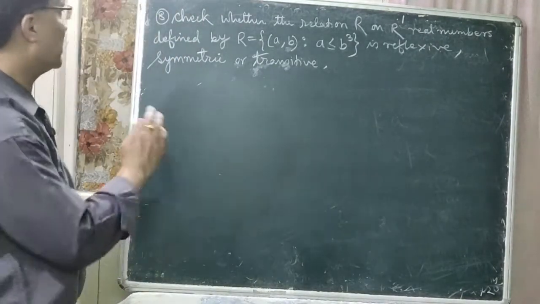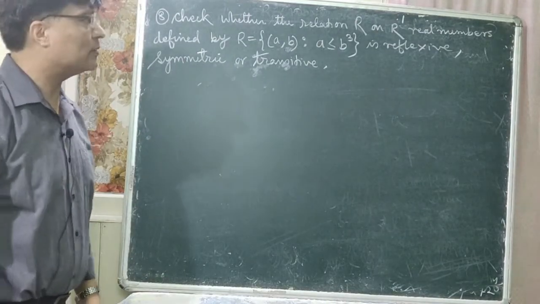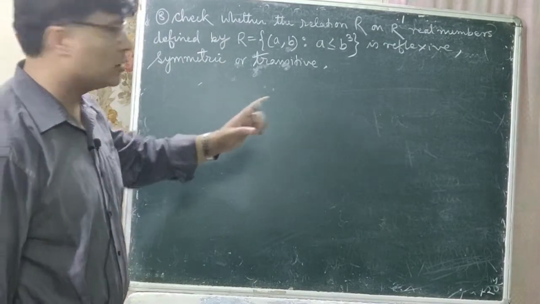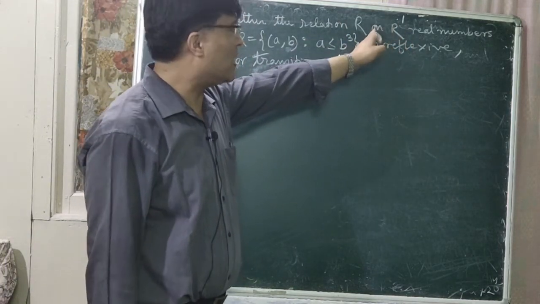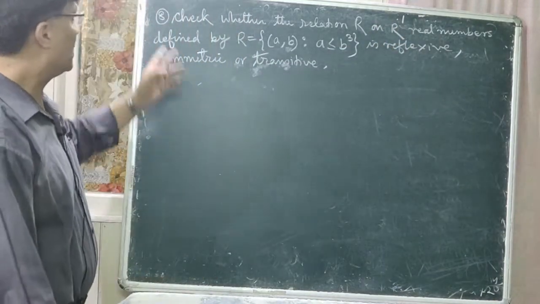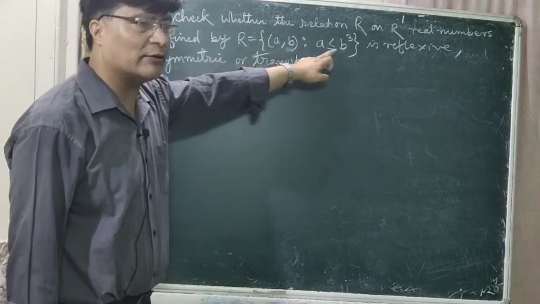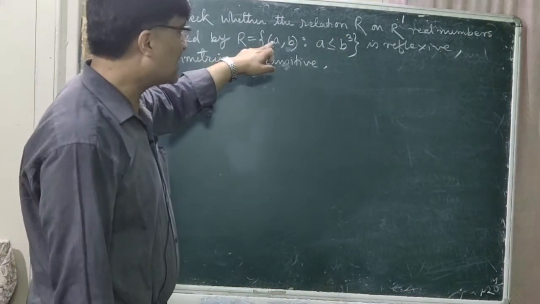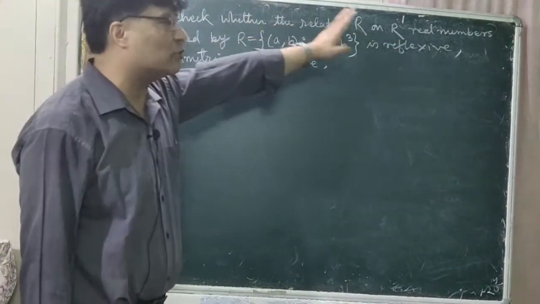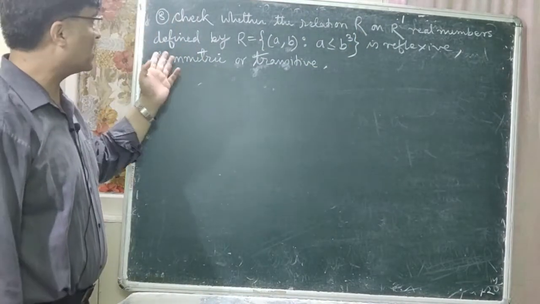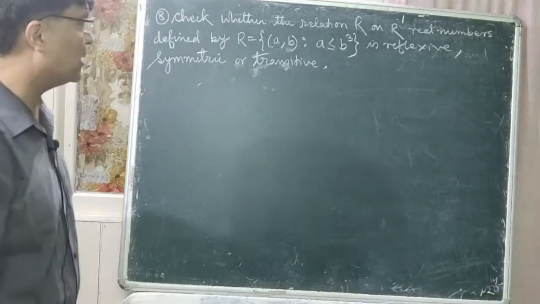So now we'll do the next question, that is question number 8. Check whether the relation R on R', real numbers. This R is the relation and this R' is the real numbers, defined by the relation R is equal to (a, b) such that a is less than or equal to b cube. In this case, a, b belong to the real numbers. So you have to check whether the relation R is reflexive, symmetric or transitive. So let us check it now.